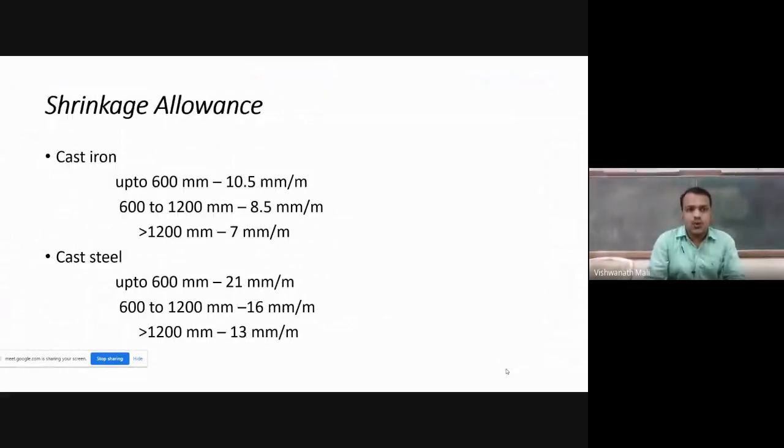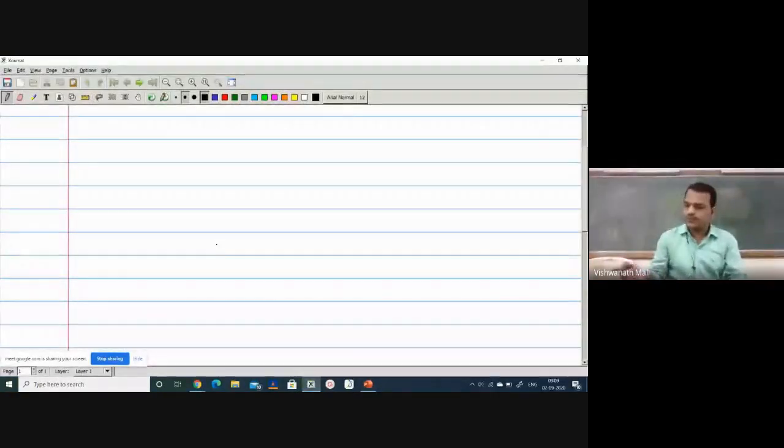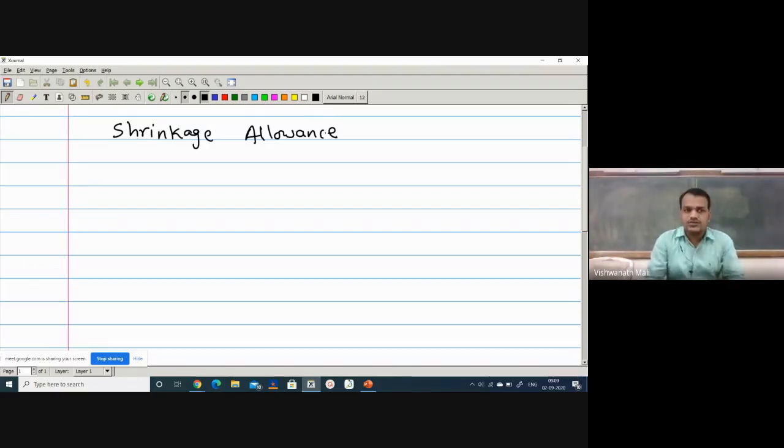I will give the overview of the first three allowances which you have already seen, and some of the points I missed in the last lecture, so that also I will cover. So the first allowance is shrinkage allowance. So what is shrinkage allowance? Can you tell me, in what case, or why, do we give the shrinkage allowance?